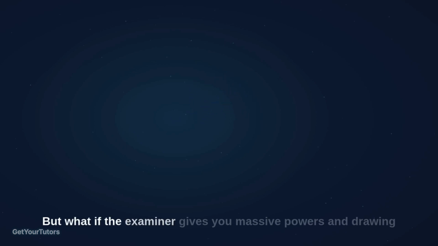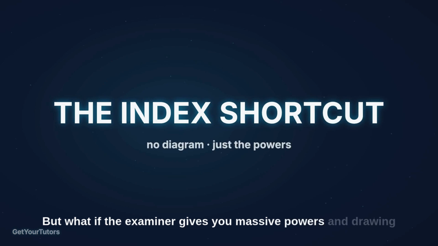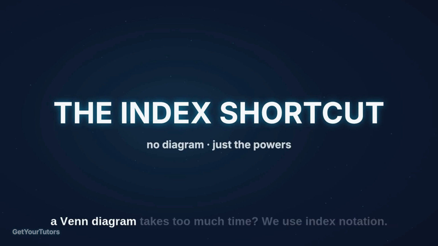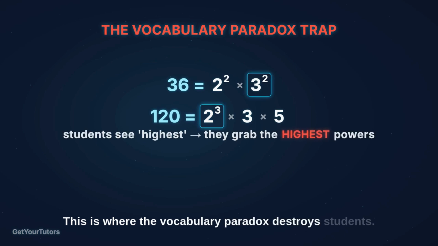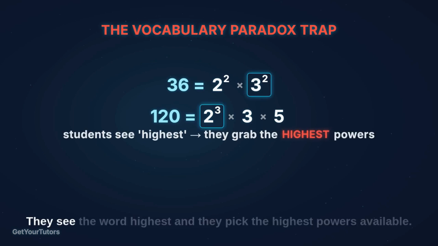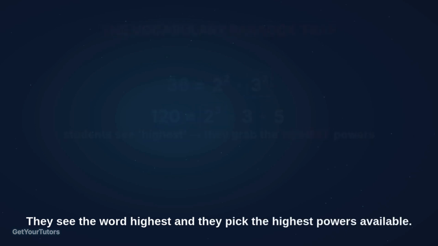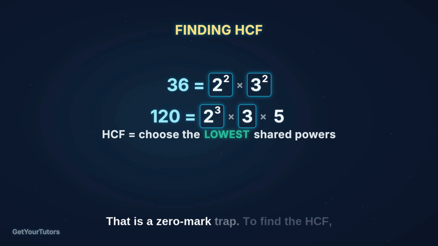But what if the examiner gives you massive powers and drawing a Venn diagram takes too much time? We use index notation. This is where the vocabulary paradox destroys students. They see the word highest and they pick the highest powers available. That is a zero-mark trap.